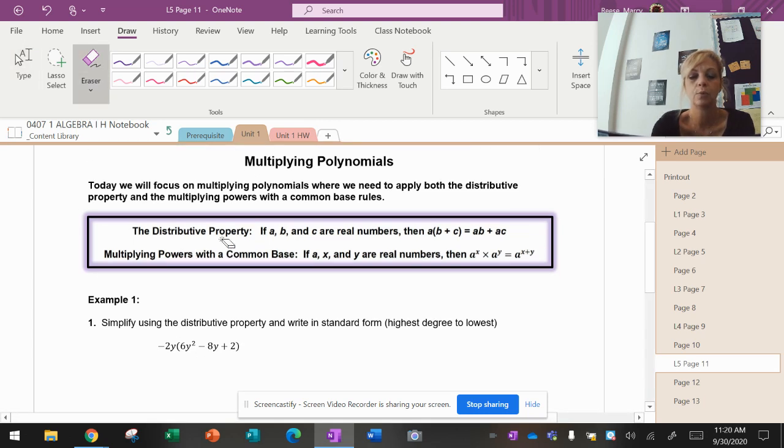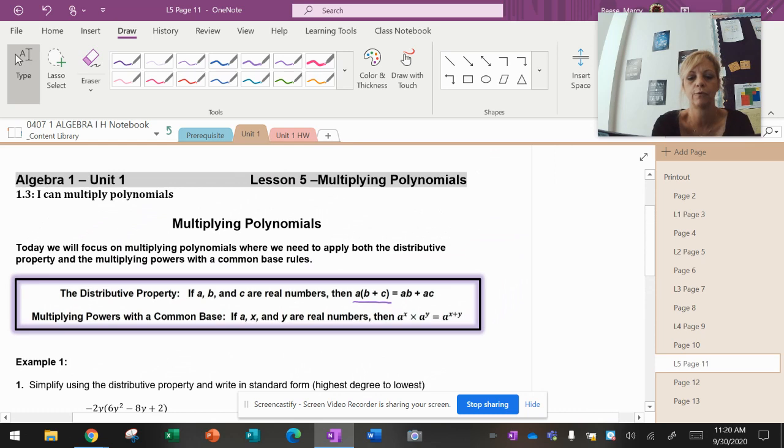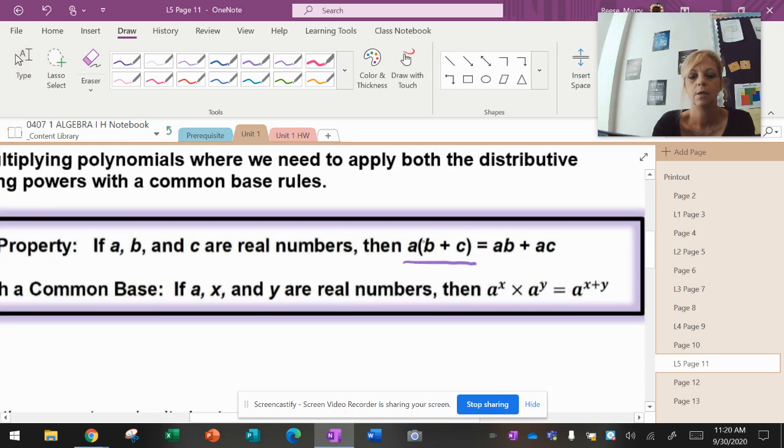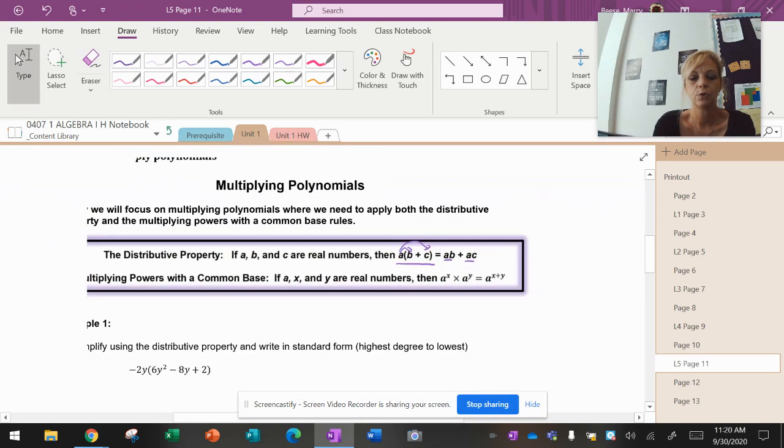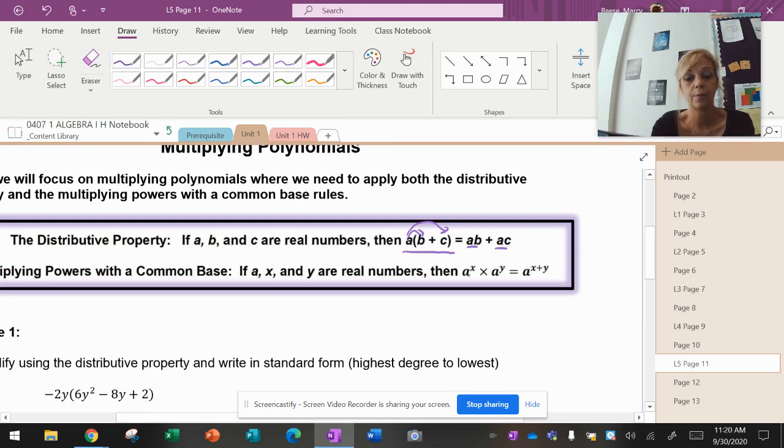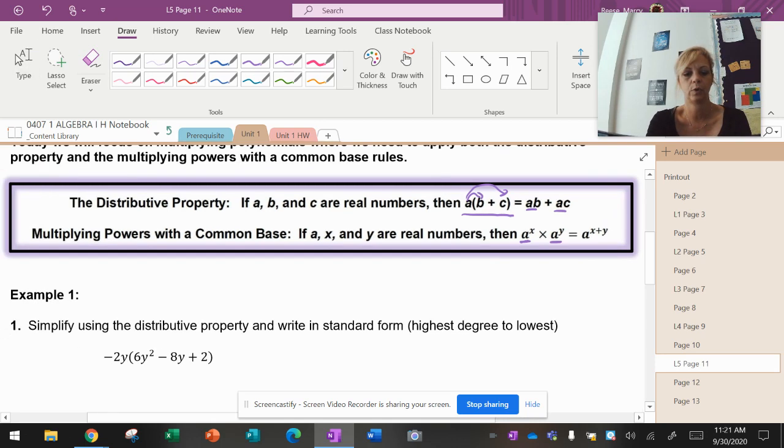So distributive property, remember, is where if I give you a problem like such, where you have a times b plus c, we're focusing on this little box here, then you do the distributive property and you get AB plus AC. And powers with common bases, remember, if the bases are the same, like a to the x times a to the y, you take the exponents and you add them when you're multiplying, okay?